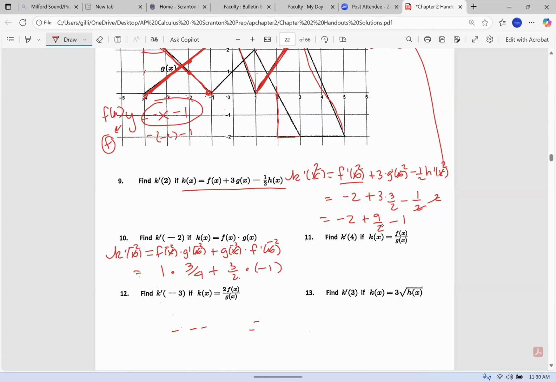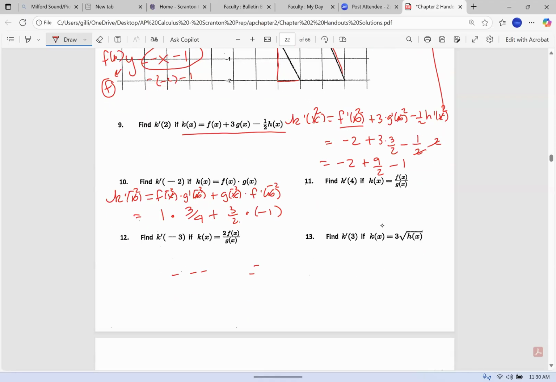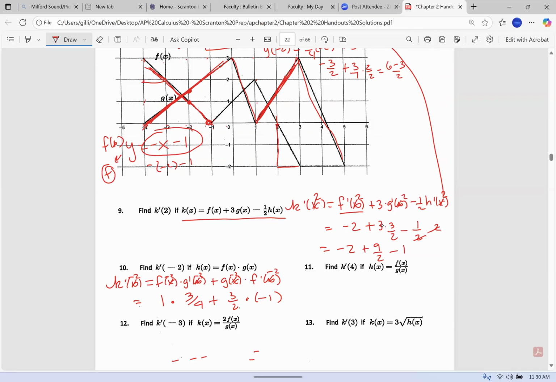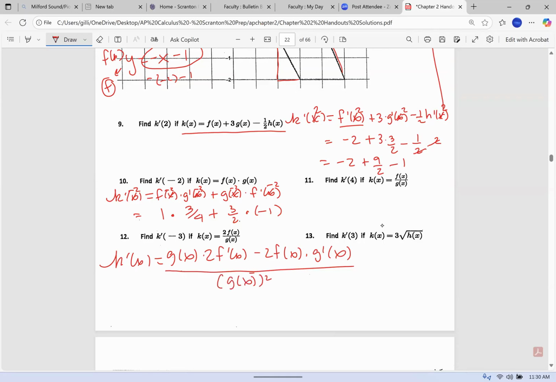Okay, and I'll do one more. I'm going to do the tougher one here, maybe. Number 12, negative 3, that looks good. That's the same line. Okay, so the derivative would be k prime of x equals the bottom times the top, which is 2 times f prime, minus the top times the derivative of the bottom, all over the bottom squared. Then I'm running out of room here. I need to replace x with negative 3 everywhere.